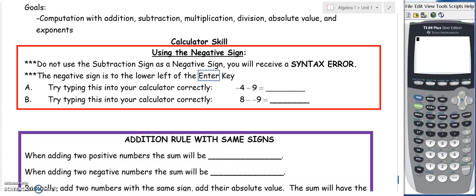This video is about computation with addition, subtraction, multiplication, division, absolute value, and exponents, and using our calculator to evaluate. So first we're going to talk about the calculator skill of using a negative sign.